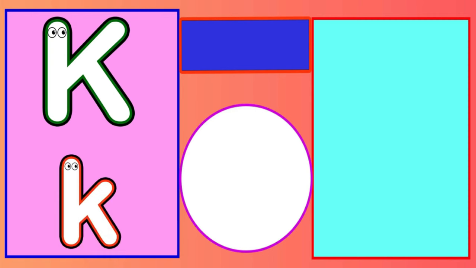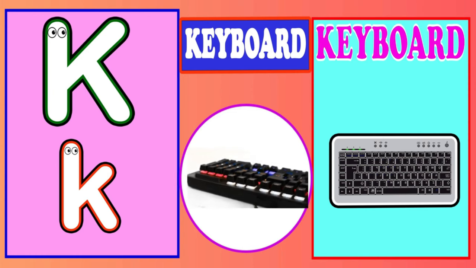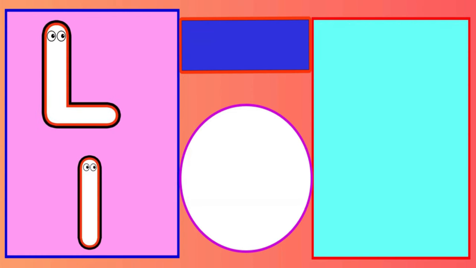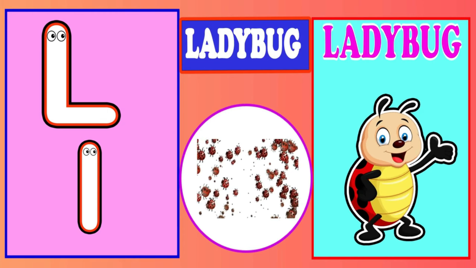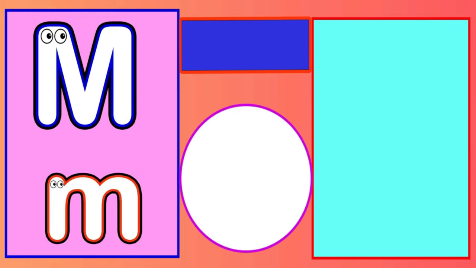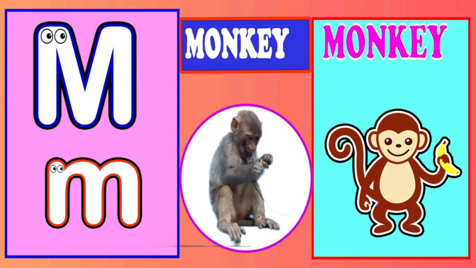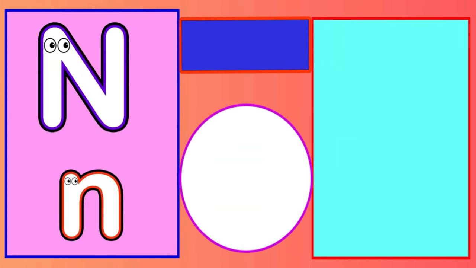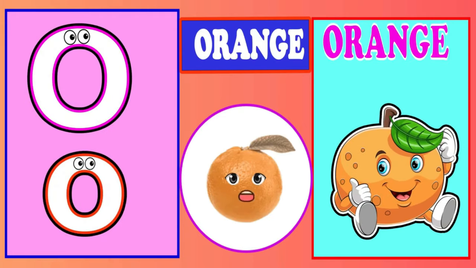K is for keyboard, k keyboard. L is for ladybug, L ladybug. M is for monkey, M monkey. N is for needle, N needle. O is for orange, O orange.